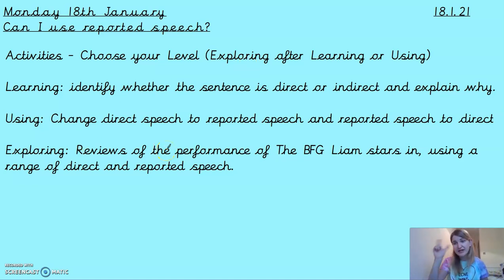Using, I want you to do that changing like we did in that exercise just there. So changing direct to reported and the other way around. Once you've done one of those, if you want a little bit more practice, then there is a little on the second page. There's a mini burst, which is to do a review of the performance of the BFG Liam Stars in using a range of direct and reported speech. And there's a mini waggle on there to have a go with as well.